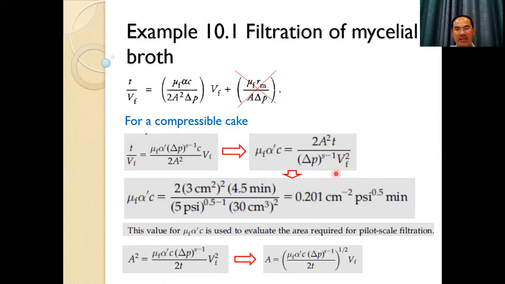Vf is the volume of the filtrate, which is 30, and then you can calculate this term, mu f alpha c equal to this. For this system, mu f alpha c is constant. For that case, you can calculate the area of the large scale from this equation. You can rearrange A squared equal to this equation, and then you can take the square root, you get A equal to this term multiplied by Vf. Vf is the volume of filtrate.